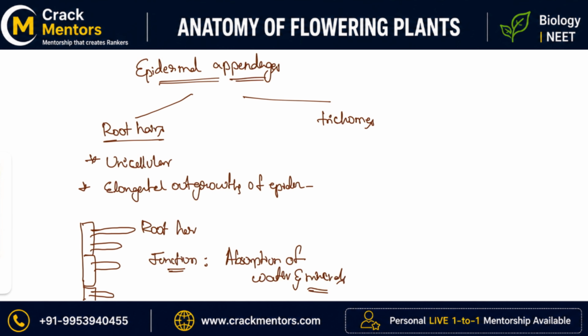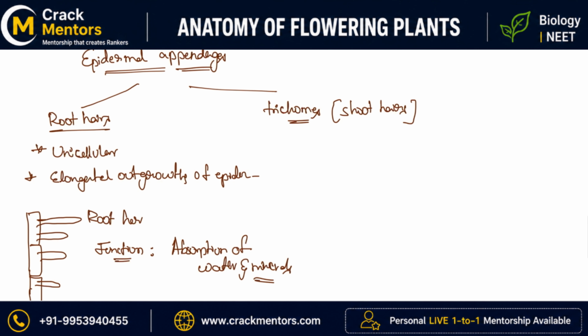So after root hairs we have our trichomes. Trichomes are also called shoot hairs. Root hairs are majorly found in the root part, where they help in absorption of water and minerals. Coming to the shoot hairs, these are found on stems and leaves.